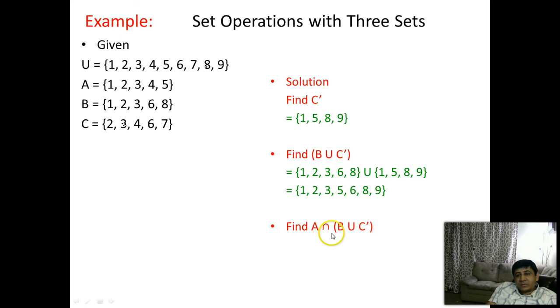Last thing, with the three sets, again we have to find A intersection (B union C) complement. So we have to find common elements with this and A. It comes out to be 1, 2, 3, 5, common in these two sets there.